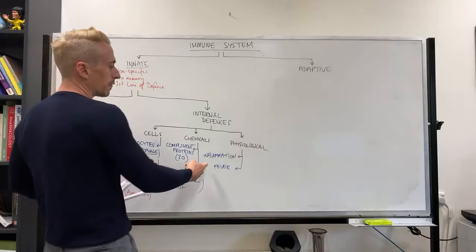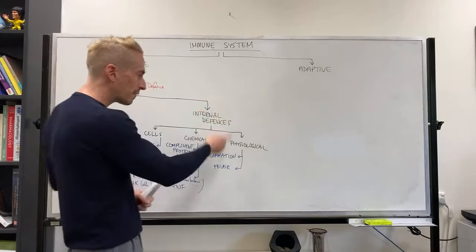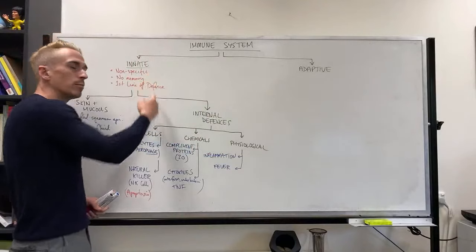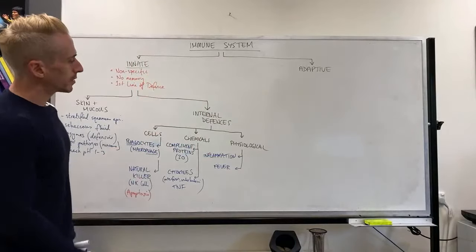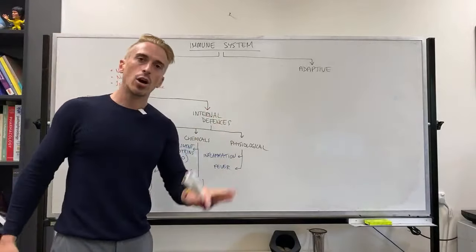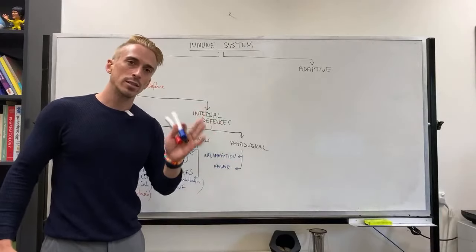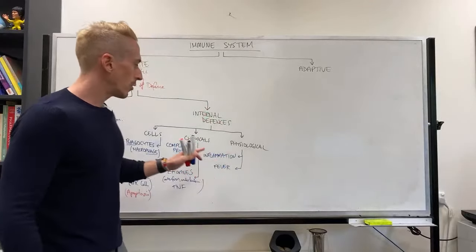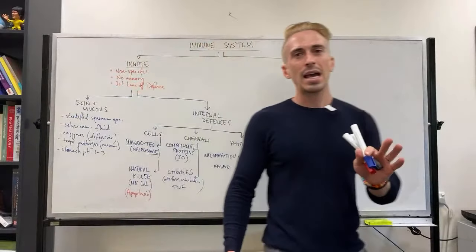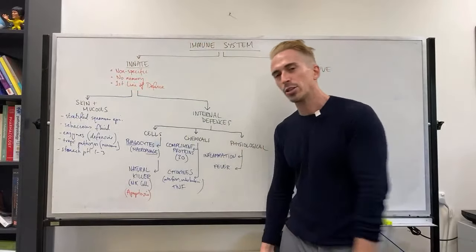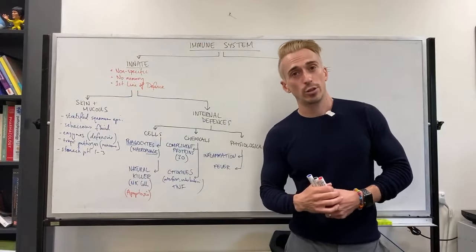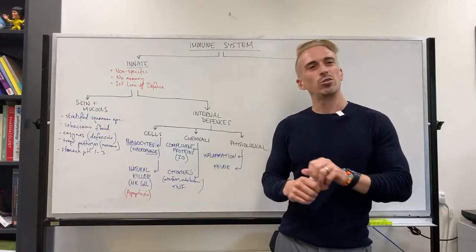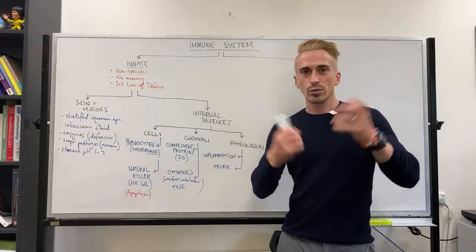So firstly, let's look at inflammation. Inflammation is part of the innate immune system. It's non-specific. Inflammation occurs anytime there's damage to vascularized tissue. If there is tissue of the body that has no blood supply and it's damaged, you're probably not going to get inflammation. Now, you're probably thinking, what tissue doesn't have blood vessels or is vascularized?